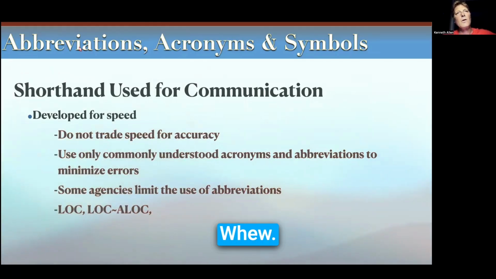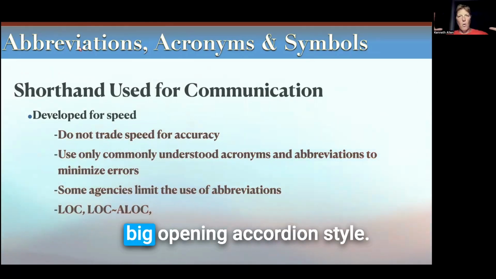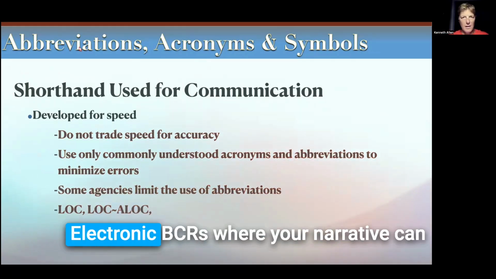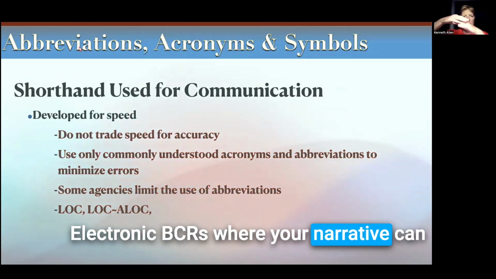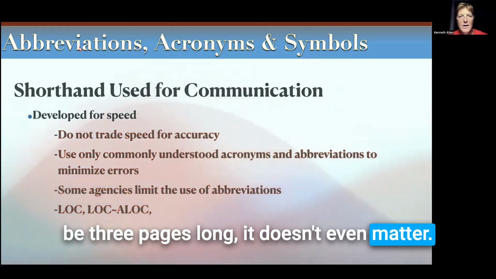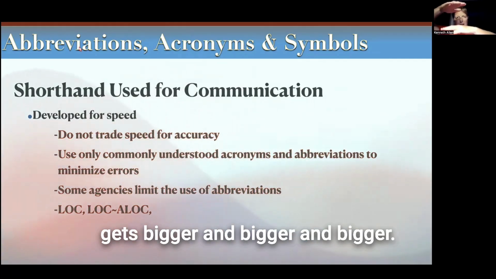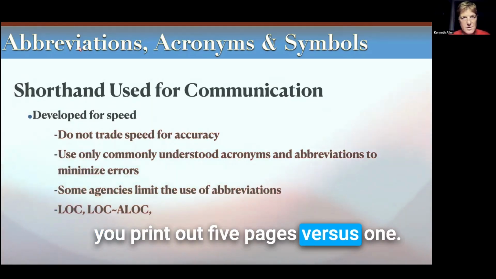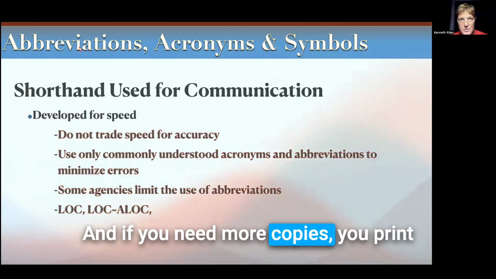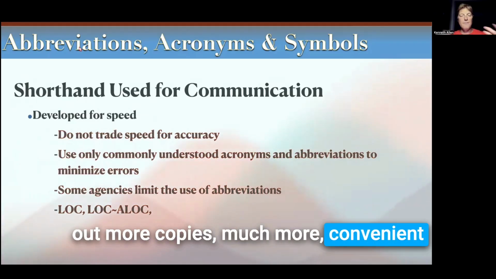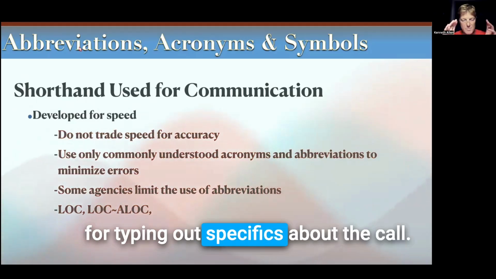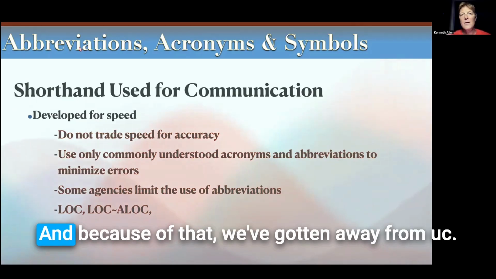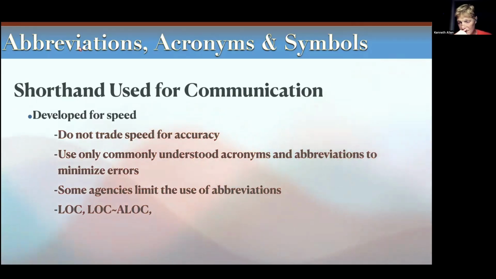Nowadays, fortunately, we have these big opening accordion style electronic PCRs where your narrative can be 3 pages long. Doesn't even matter. The section just gets bigger and bigger. If you print it out, you print out 5 pages versus 1. And if you need more copies, you print out more copies. Much more convenient for typing out specifics about the call. And because of that, we've gotten away from using abbreviations and symbols. And it's good.